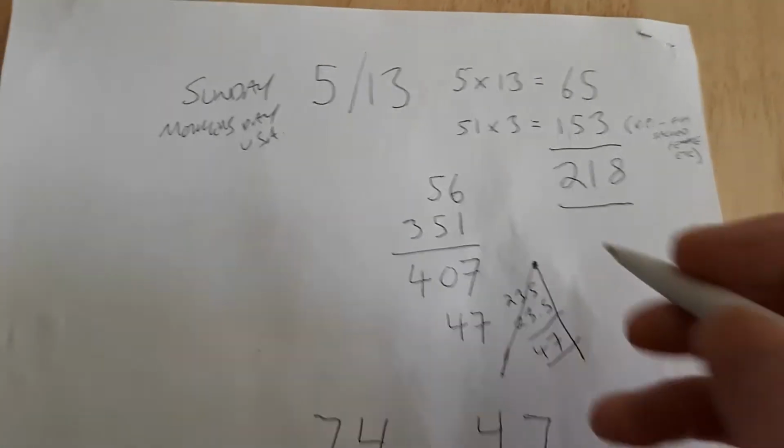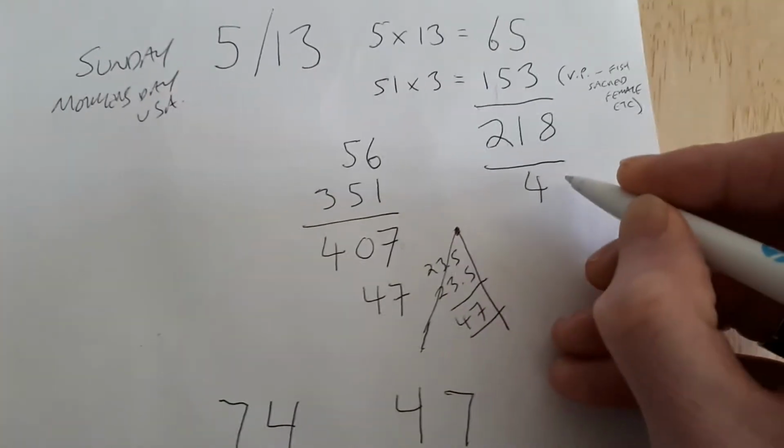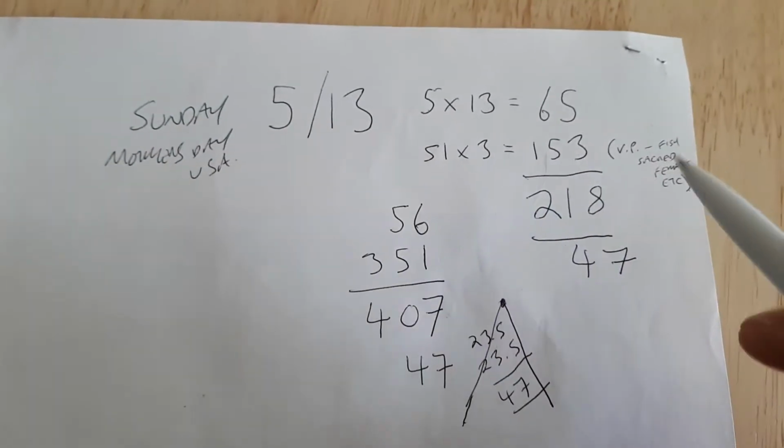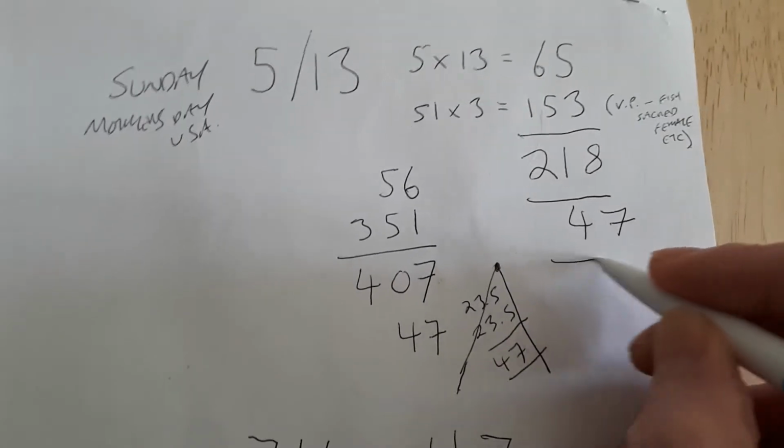So again, 47. Just want to show, adding 47 to the 218 that we'd already got, again from those two variations of doing the date. See what that comes to?